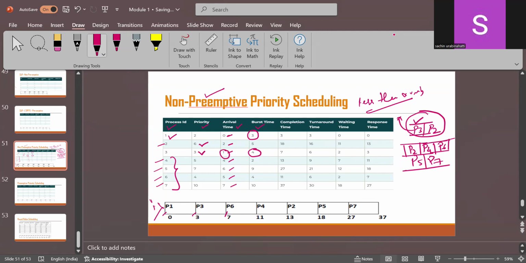If you look at this, 1, 2, 3, 4 and 5, out of this, the priority of P2 is 6. Priority of P4 is 5. Priority of P5 is 7. P6 is 4 and P7 is 10. Which is less among this? Definitely this one. 4 is lesser among 6, 5, 7, 10. So that is why the next process which will be running is P6. You can see here P6 is the next process which will be taken.